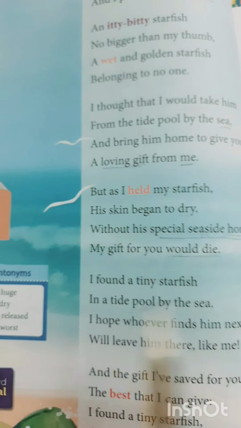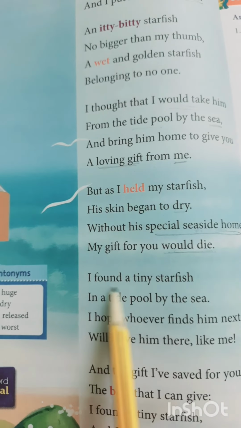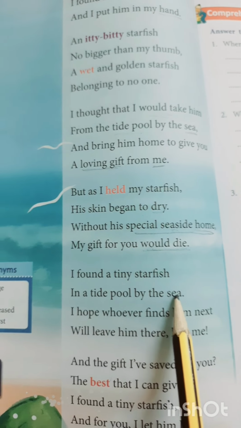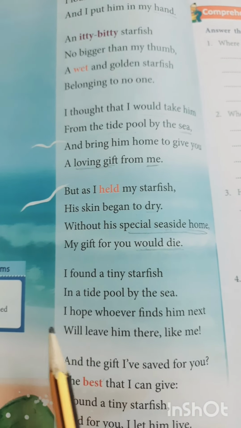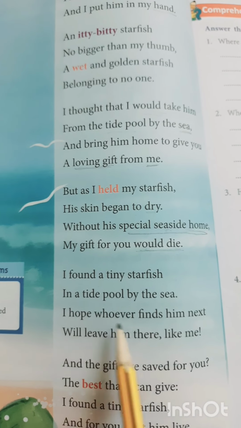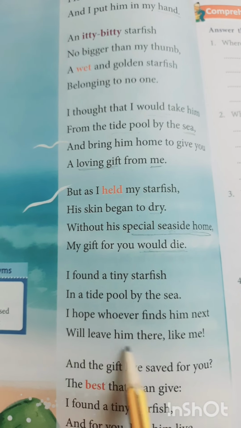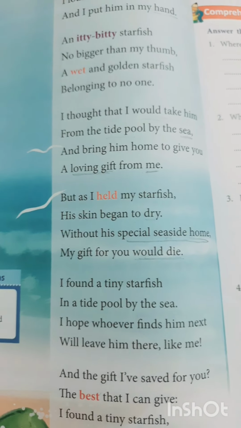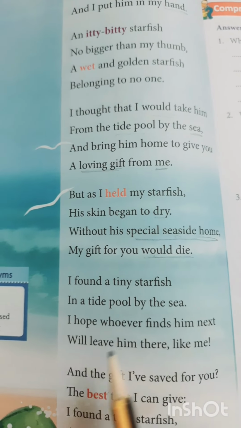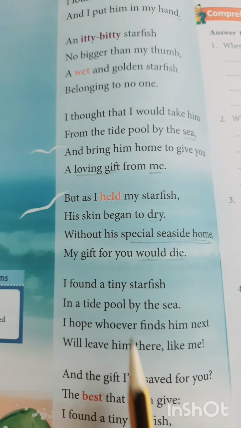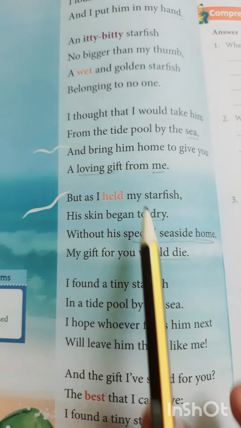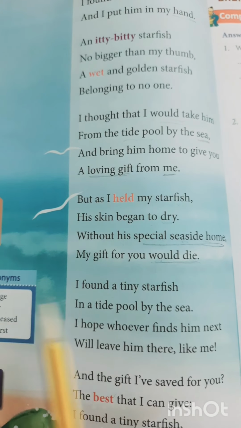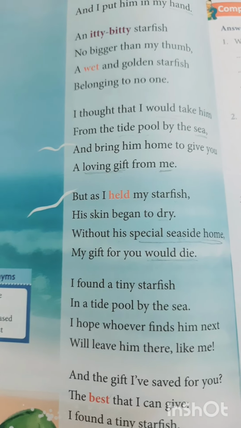Okay, children. Again, I found a tiny starfish in a tide pool by the sea. Again, the poet sang this. I hope whoever finds him next will leave him there like me. Okay, so what's your opinion here, children? What do you understand? Yes, this poet wanted to take this starfish home, right? So whether he has taken it or left it.